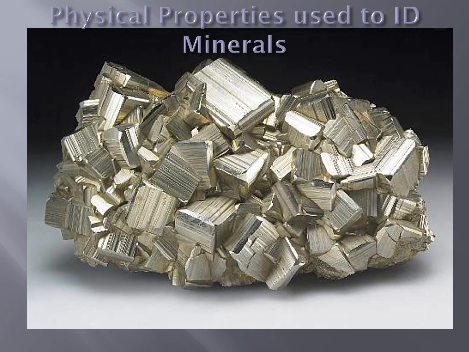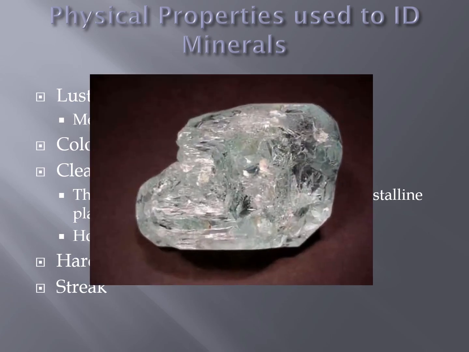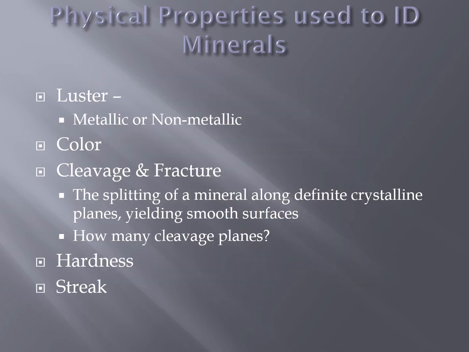So in the luster category, we can see that this has a very metallic luster. It looks very metal-like. And this, of course, has a very dull luster. It doesn't have any shine whatsoever. We don't see anything that really stands out to us. It just looks like a yellowish greenish rock. And this has a very glassy luster. It's quite shiny and very glass-like.